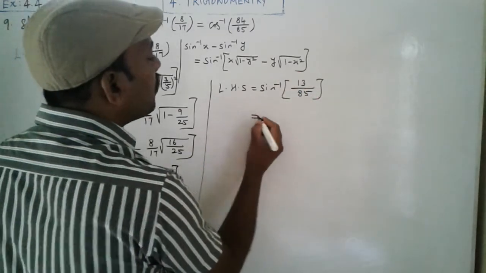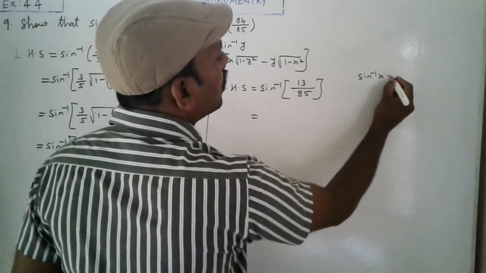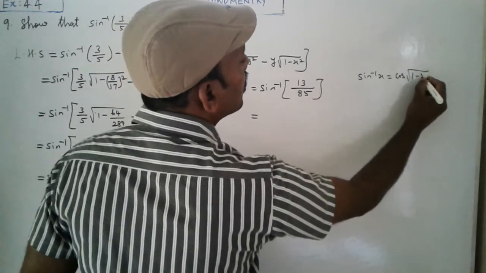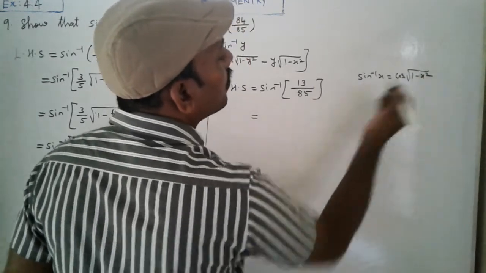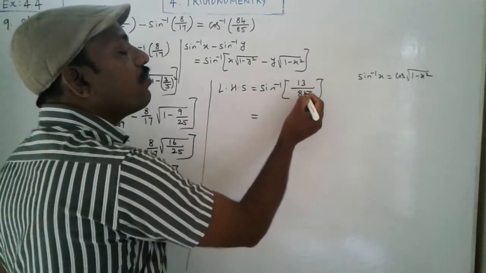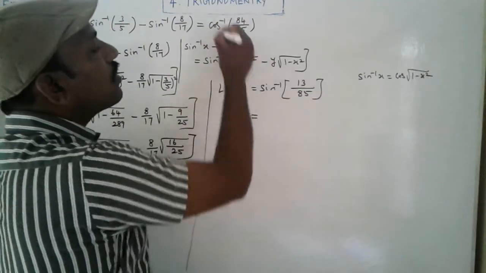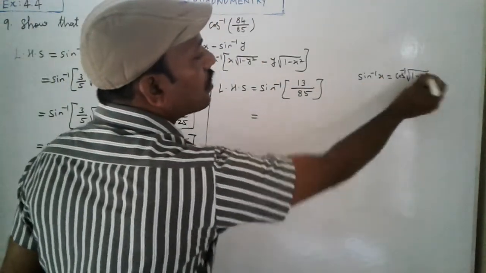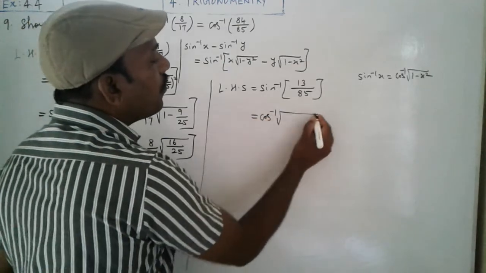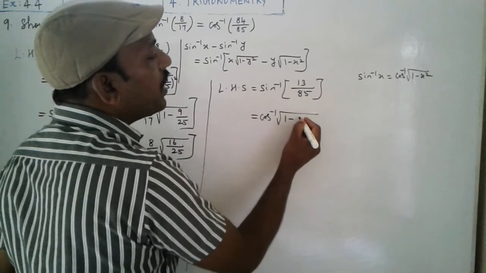We know another formula: sin inverse x equals cos inverse of root of 1 minus x square. So we should substitute, sin inverse x, x is 13 divided by 85. So we should change the form to cos; the result is a cos inverse. Cos inverse of root of 1 minus x square. 1 minus x, x is 13 divided by 85.